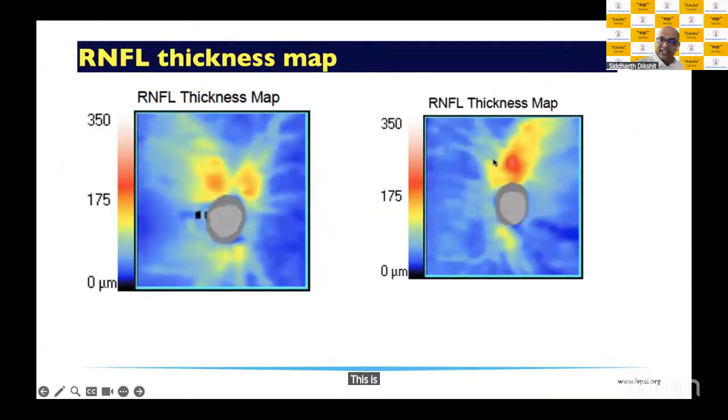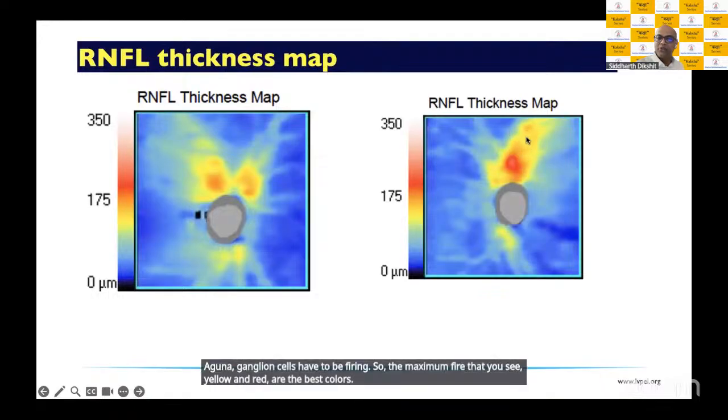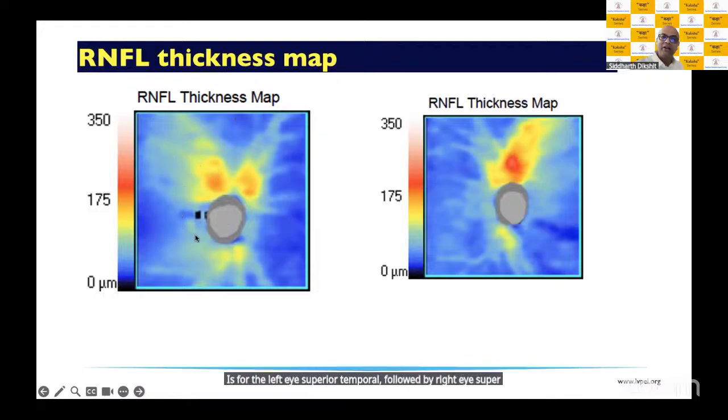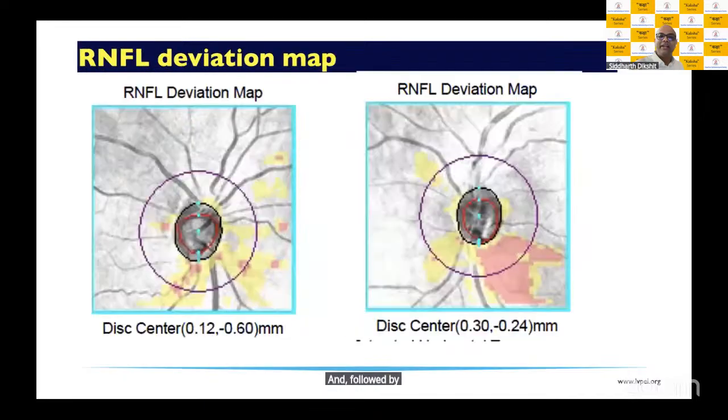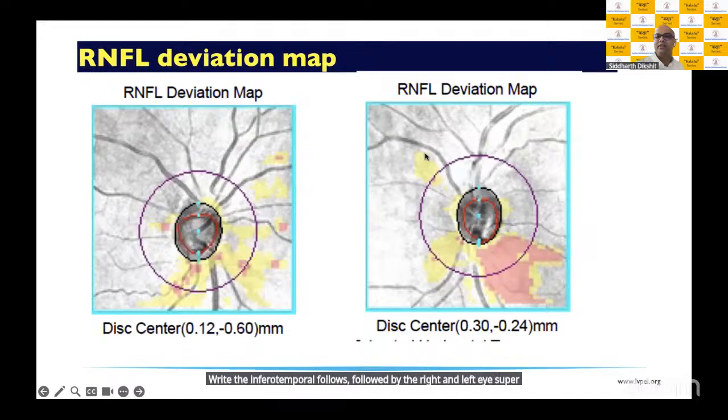This is the RNFL thickness map. Thickness मतलब सब ठीक है, आग होना है. Ganglion cells have to be firing. So the maximum fire that you see, yellow and red are the best colors, is for the left eye superior temporal, followed by right eye superior temporal, followed by right eye inferior temporal. एक बार तो ठीक बोला मैंने. Followed by left eye inferior temporal, and followed by the deviation map, मतलब ढीला है, which is exactly in reverse order, which means the left eye inferior temporal is the worst, right eye inferior temporal follows, followed by the right and left eye superior temporal. ठीक है?